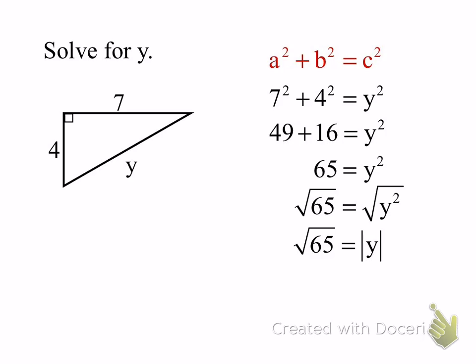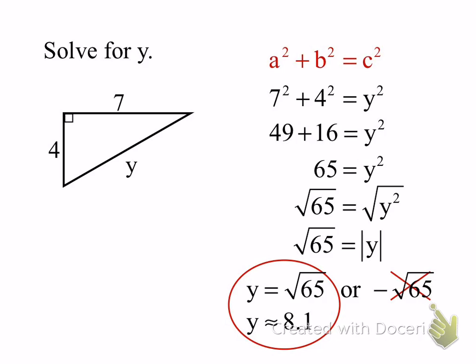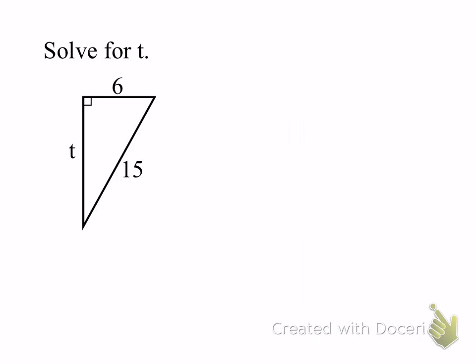There's no simplifying it. To estimate it, my closest perfect square is 64. What would you estimate this at? 8.1. Good. So it's about 8.1, and notice every time we say we estimate, we use the about sign. But radical 65 is as simplified as it gets. I want you to practice both for homework.